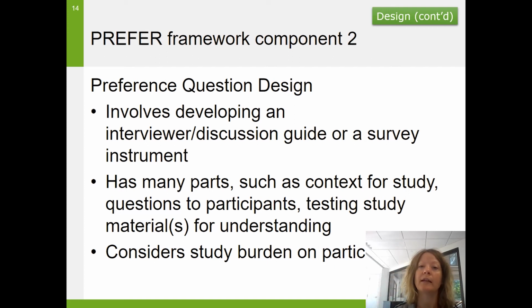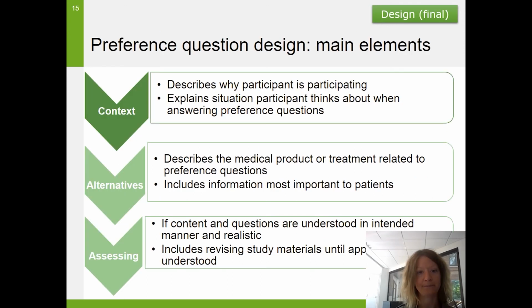What is the length of the study, how much mental effort is needed for the participants to put in their preferences. So going a little bit more in detail on the main elements of preference question design of context, alternatives, and assessing. I briefly went into context already, but basically it is describing why the participant is participating and what will be asked of them.